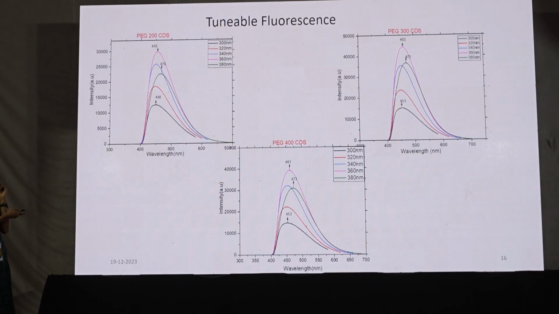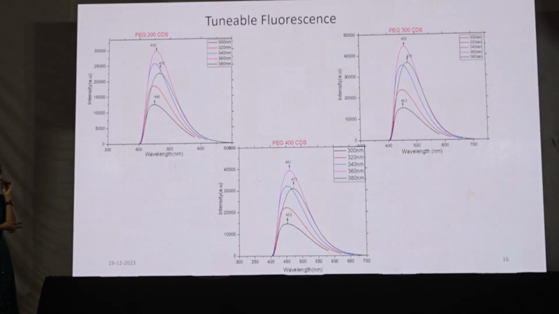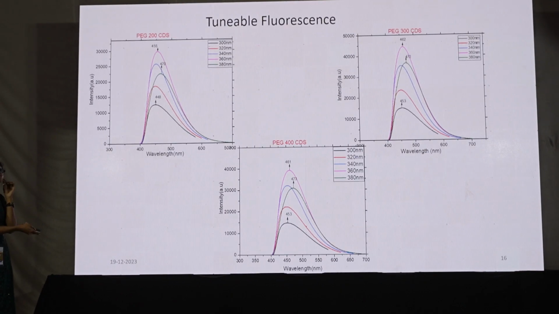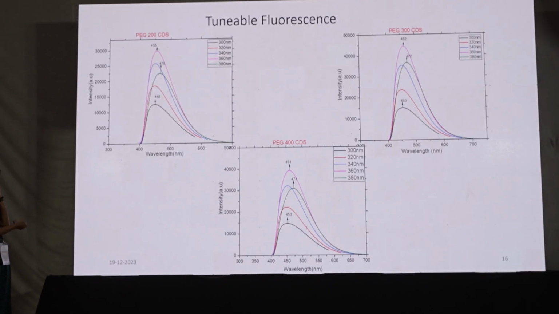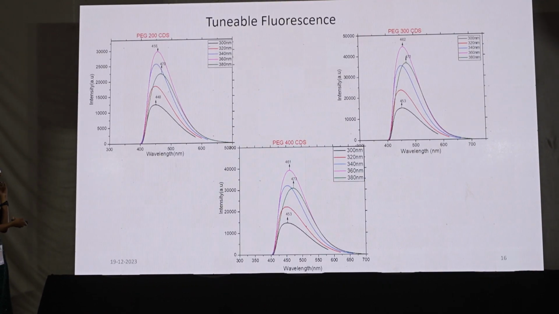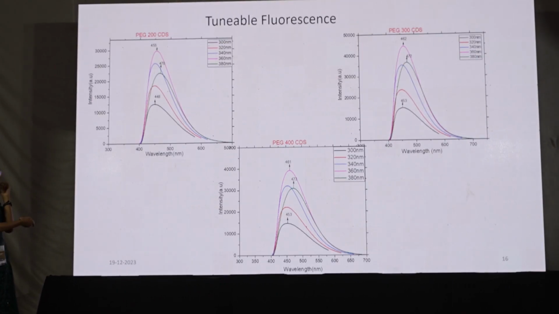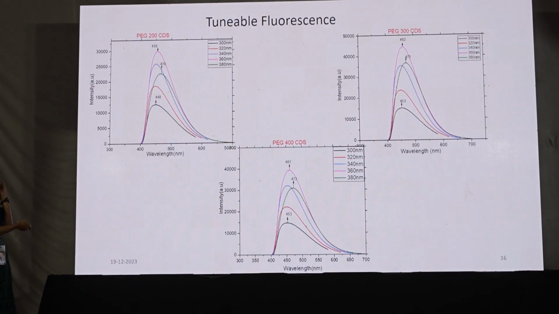So another thing is that carbon dots have excitation dependent fluorescence. That is, upon different excitation, they show different emission. So when PEG 200 was excited from 300 to 380 nanometer, the emission shifted from 448 nanometer to 470 nanometer. Similar is observed for PEG 300 and 400 carbon dots.